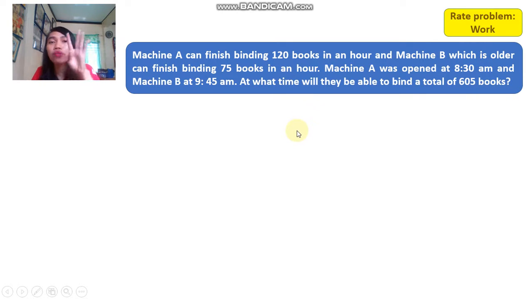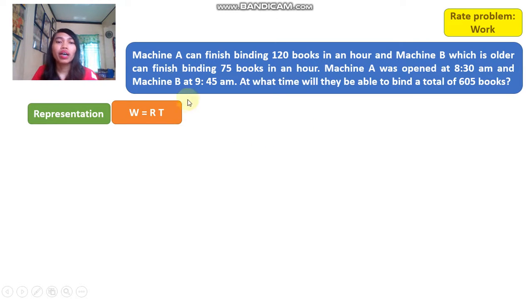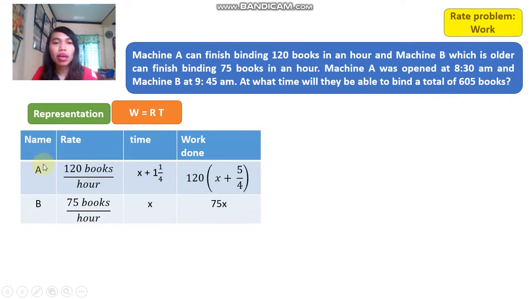Okay, so we have 4 steps. Representation. So again, do not forget our formula: work equals rate times time. The name here, we have machine A and machine B. The rate is 120 books per hour for machine A, and 75 books per hour for B.